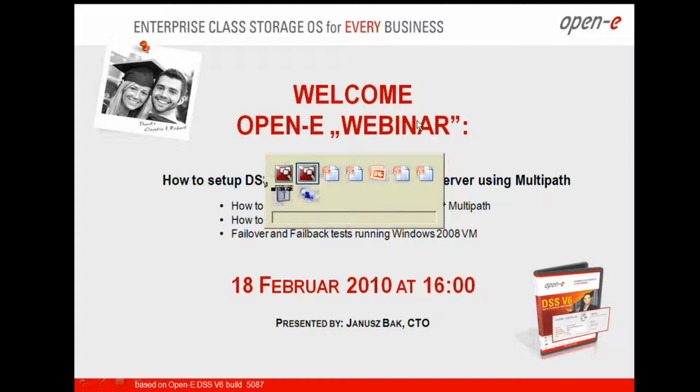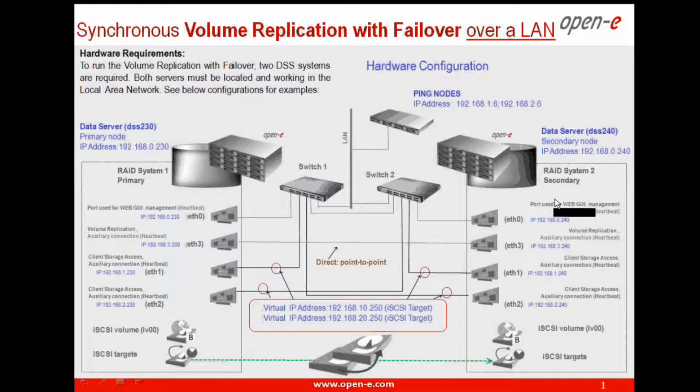Let me switch to our chart. I will show you first what I have prepared from the DSS side. Of course we need two servers. The first server is named DSS 230, and the second one DSS 240. The number comes from the ending of the IP address, so that will be easy on the web GUI to recognize which one we are using. Both servers have 4 network interface cards.